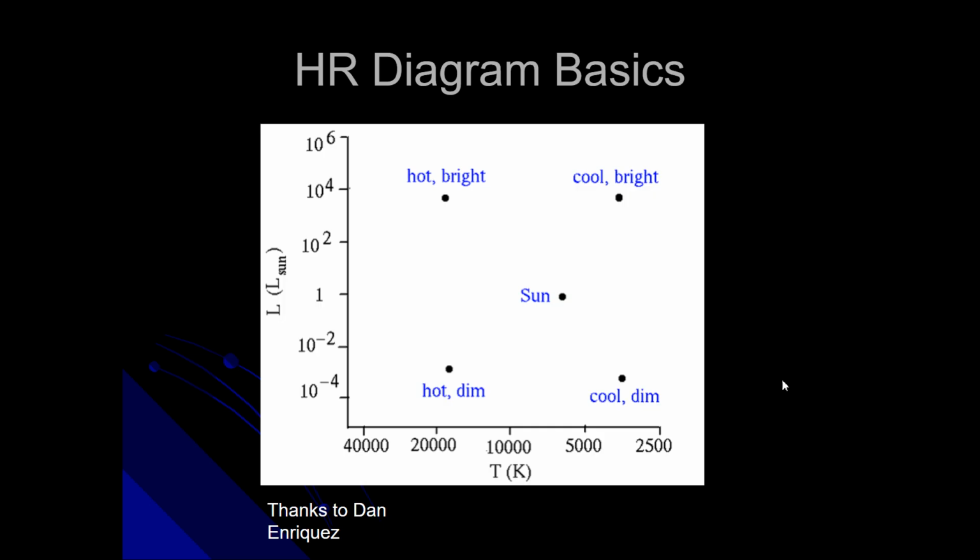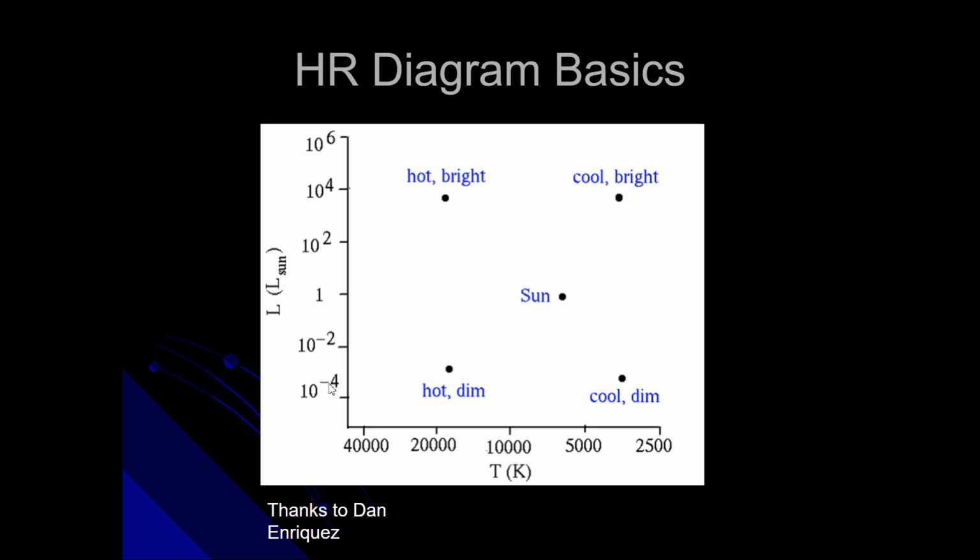So here is a diagram which will help you immensely in answering any questions that I can give you about the HR diagram. If I say, what stars will you find in the lower left-hand corner? They will be hot and dim. Notice the temperature is high. Notice that the luminosity is low. If I say lower right-hand corner, those are going to be cooler stars. Notice the temperature, but they're also going to be dim. Notice the luminosity.